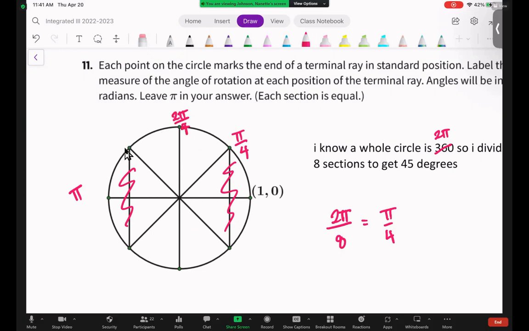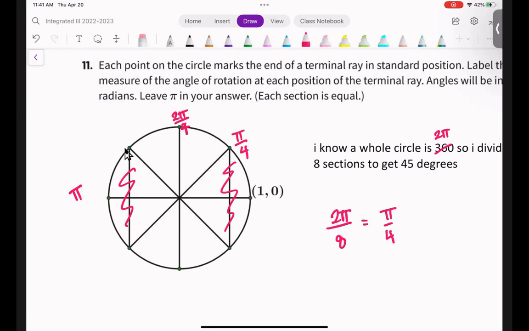Next one. I don't know if you guys are talking. All right, I'm going to pretend you are.